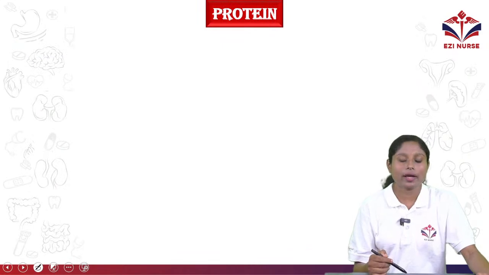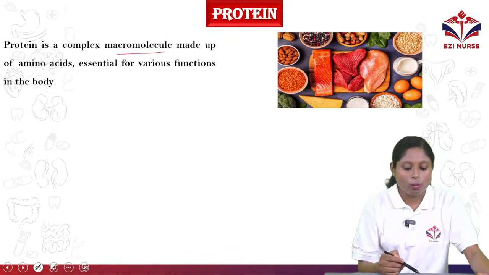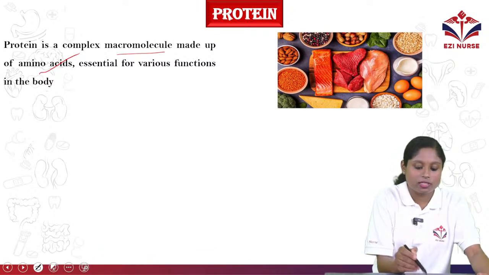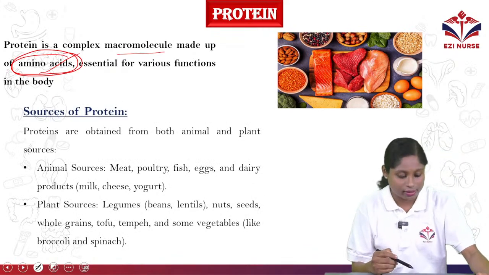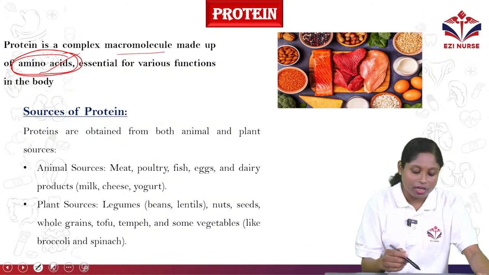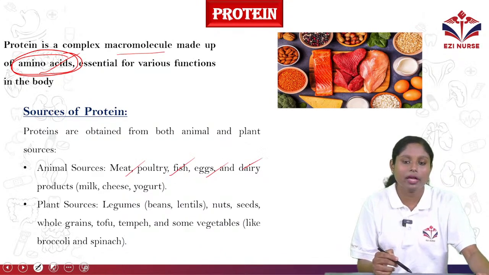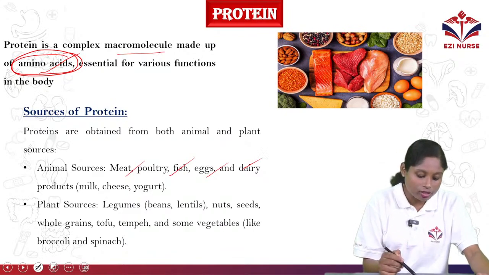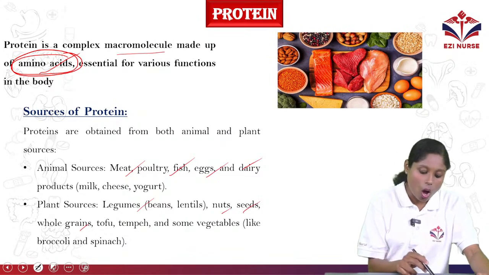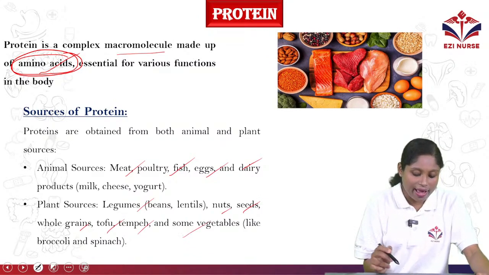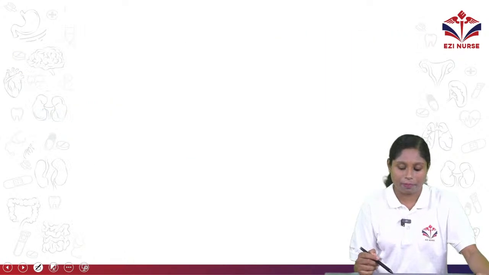Now, let's discuss another macro element, that is protein. So, what is protein? It's a complex macromolecule made up of amino acids, essential for various functions of the body. So, protein is mainly made up of amino acids. So, what are the sources of protein? It is animal sources like meat, poultry, fish, egg and dairy products like milk, cheese, yogurt, and plant sources like legumes, beans and lentils, nuts, seeds, whole grains, tofu, tempeh, and some vegetables like broccoli and spinach. So, these are the sources of protein.